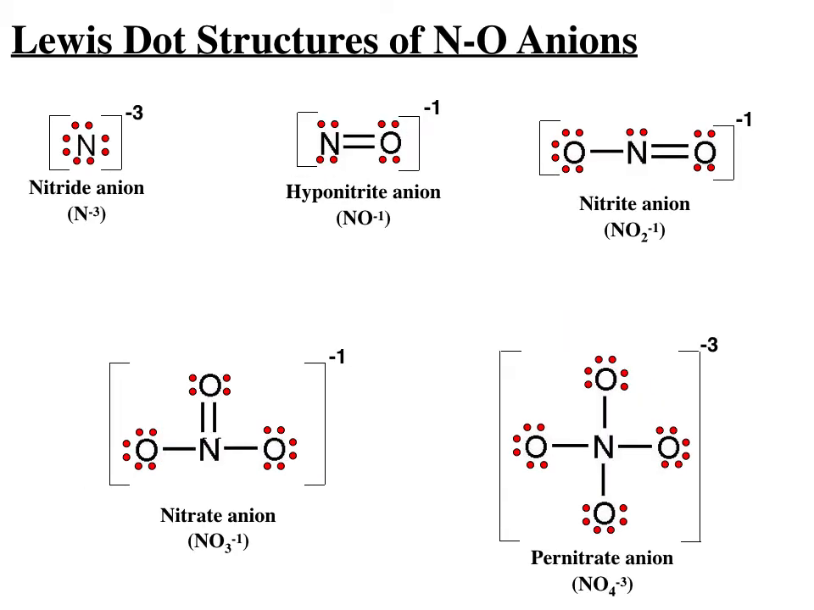Let's do the same thing for the polyatomic anions that can be constructed using nitrogen. First, let's begin with nitride. Remember, nitrogen is a column 15 element with 5 valence electrons. Nitride is completing the octet by becoming N-3. Now what we can do is make the so-called hyponitrite anion, which is NO-1.